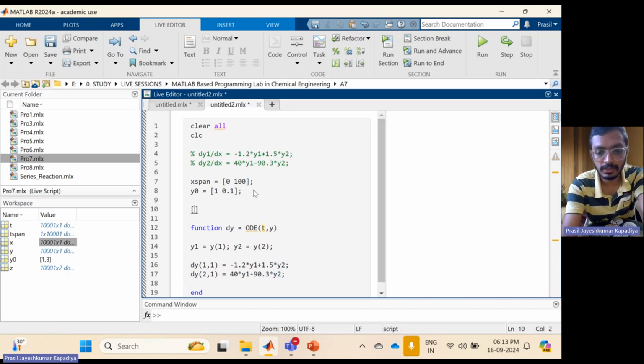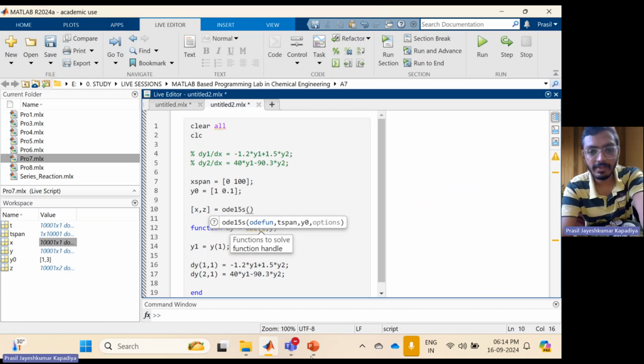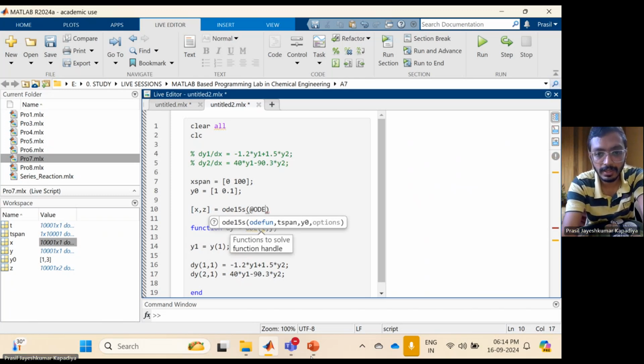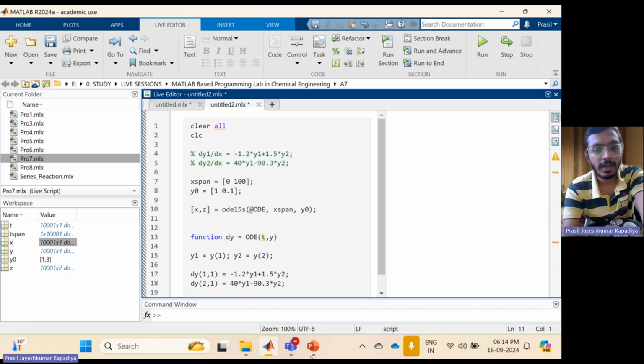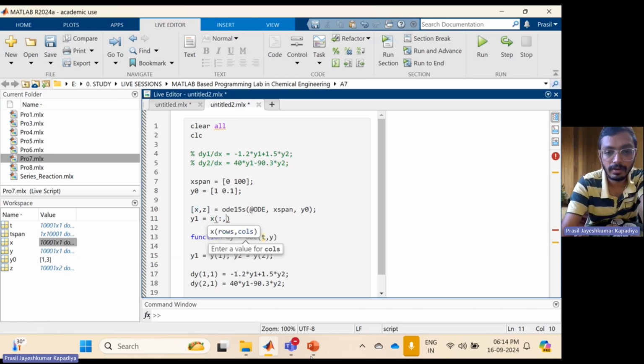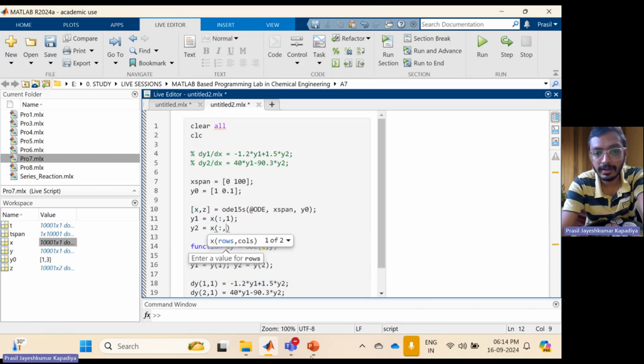Now what I need to do, I need to solve. I will write, I'm solving it with x. Let's say my variable that is taken x comma y is equal to ode45. Here we are supposed to use ode45 and I will write down my name of the function, my span and my initial value. Correct? Similarly here also my y1 is all rows and first column of y, and my y2 is equal to all rows and second column of y.